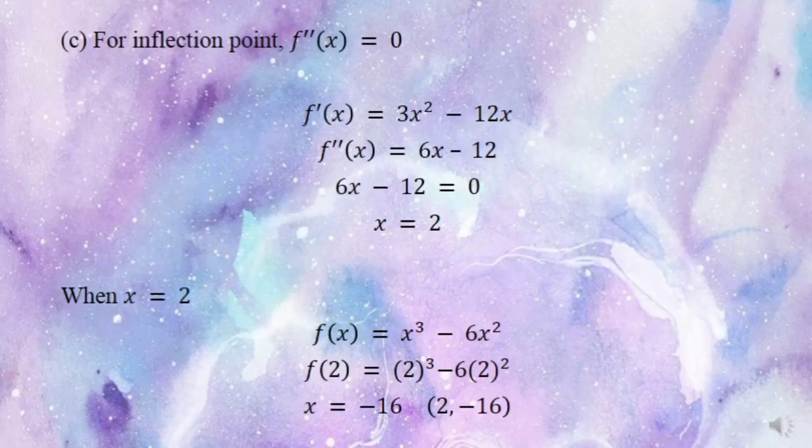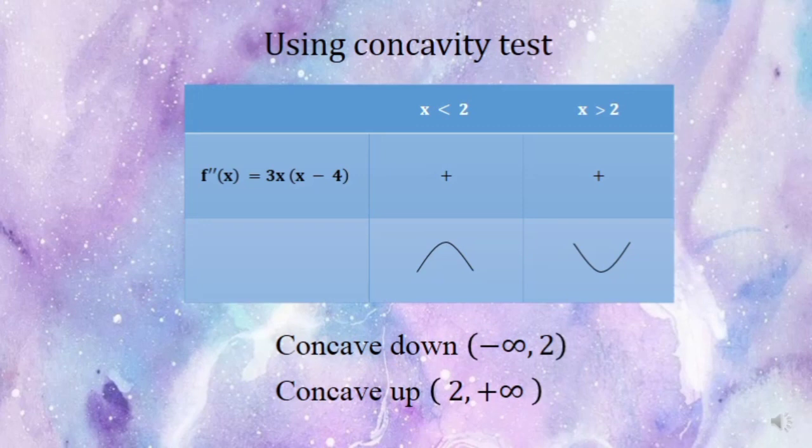Hi, my name is Fatin, and I will continue with question C. For the inflection point, f double prime of x equals 0. So we set f double prime of x equals 6x minus 12 equal to 0, and the answer is x equals 2. When x is 2, we substitute 2 into the function f(x) equals x cubed minus 6x squared. So the answer is minus 16. By using the concavity test, we can conclude it: concave down is from minus infinity to 2 and concave up is from 2 to plus infinity.